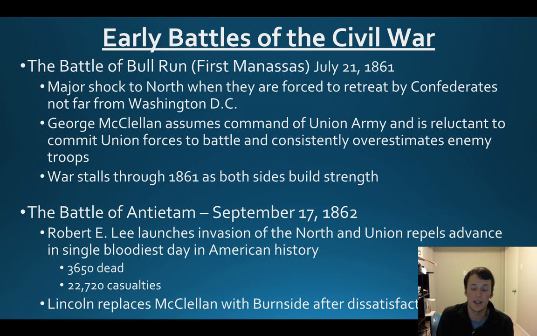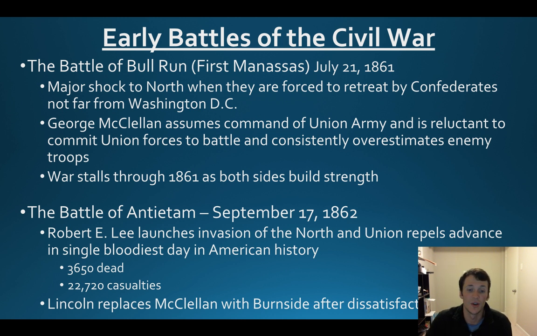So George McClellan, this man who is going to eventually run for president against Abraham Lincoln in 1864, assumes command of the Union Army, but he is ultimately reluctant to commit to these advantages we talked about against the Confederacy. And the war is going to kind of stall out for almost a year here. There will be skirmishes and fights and things like that, but ultimately, as far as large battles go, we're not going to see too many of them until Antietam, over a year later.